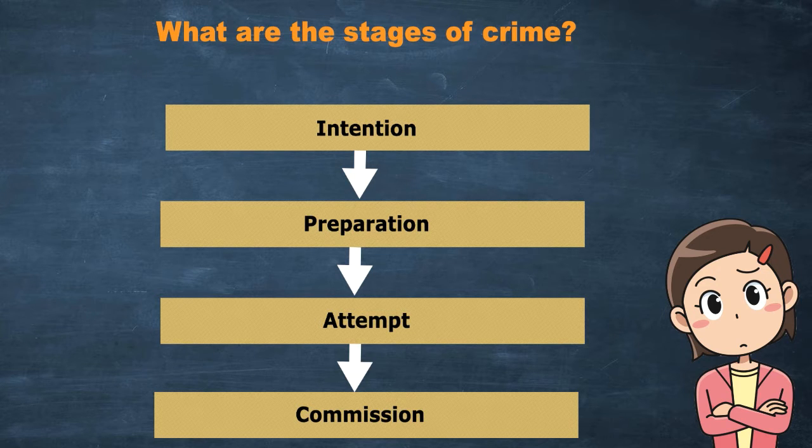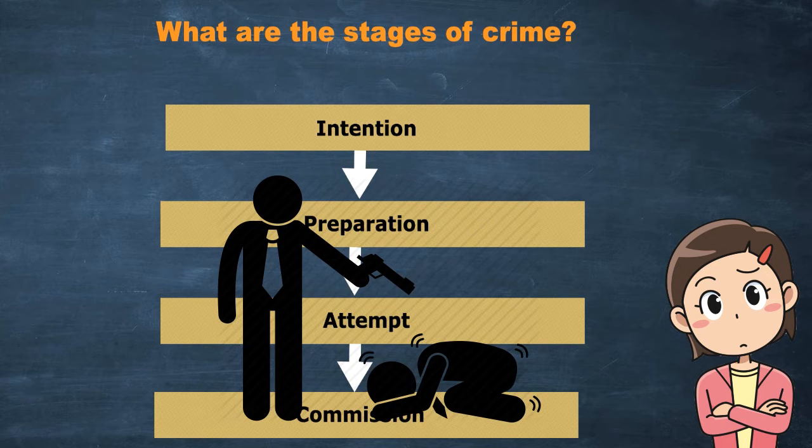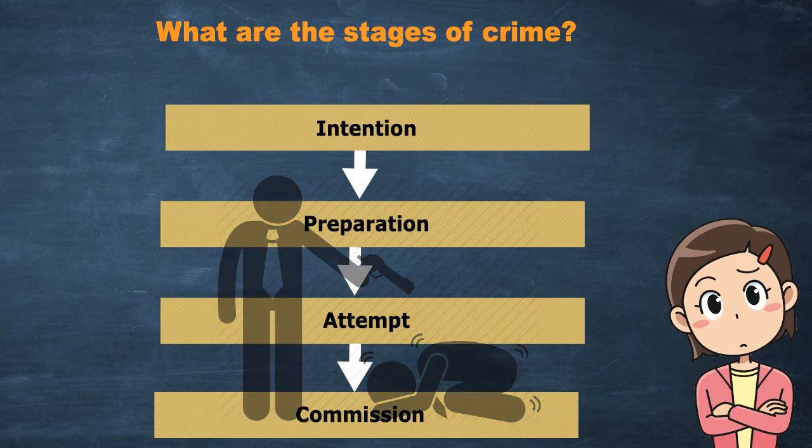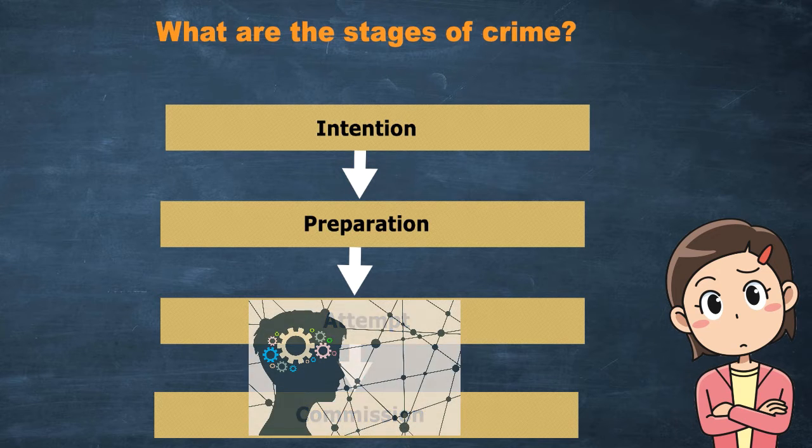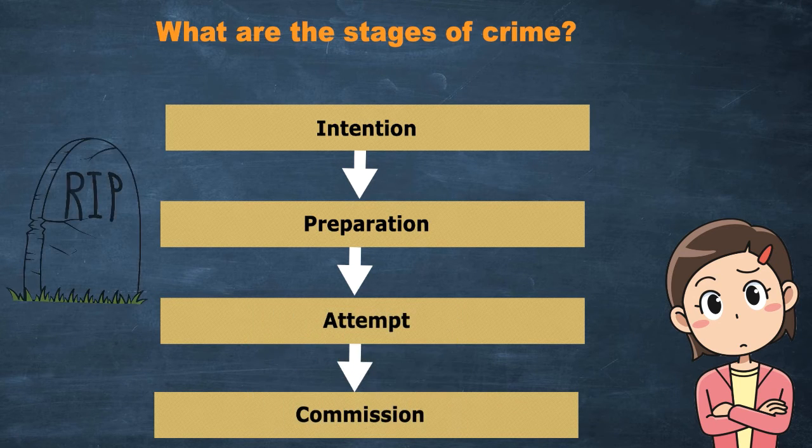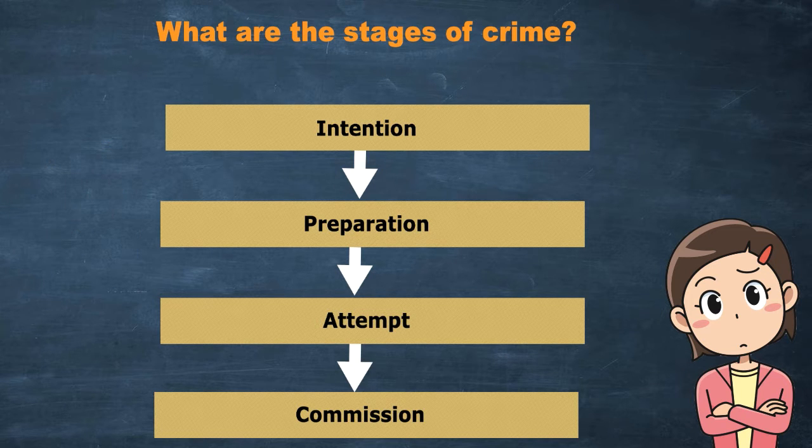As you can see on the screen, first is intention. Primarily, your intention is essentially required. So you have the intention to do something wrong, something illegal. Once that intention has come into your mind, you start preparing in order to execute it. Once you have prepared, you attempt. And once you attempt, you commit or execute that act. So likewise, there are four steps.